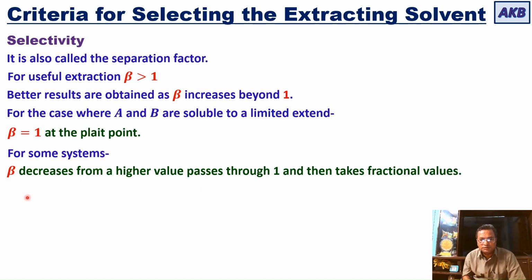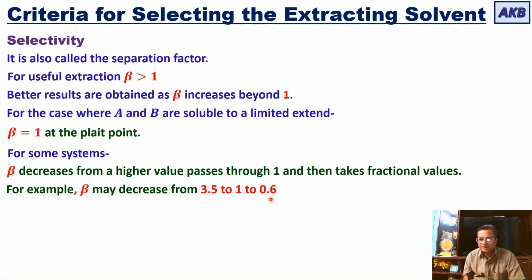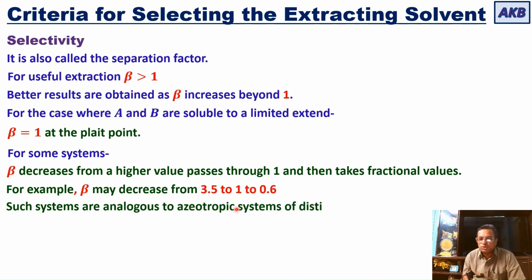For some systems, beta decreases from a higher value. There are some systems for which beta will be decreasing from a higher value. It will pass through 1 and then take fractional values. So for example, beta may decrease from 3.5 to 1 to 0.56. So in this example, beta is decreasing from a higher value of 3.5. It is passing through 1 and then it is becoming a fraction. Such systems are analogous to azeotropic systems of distillation.